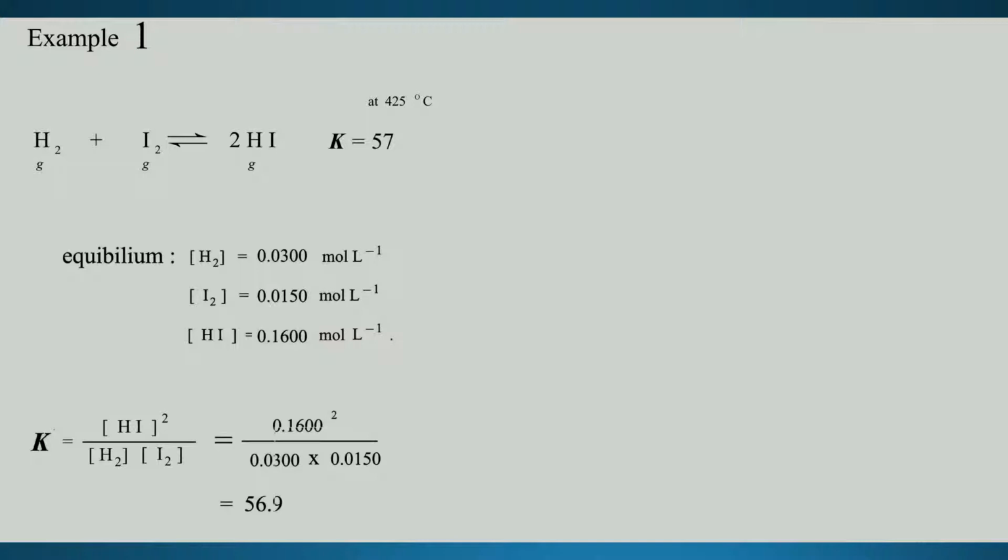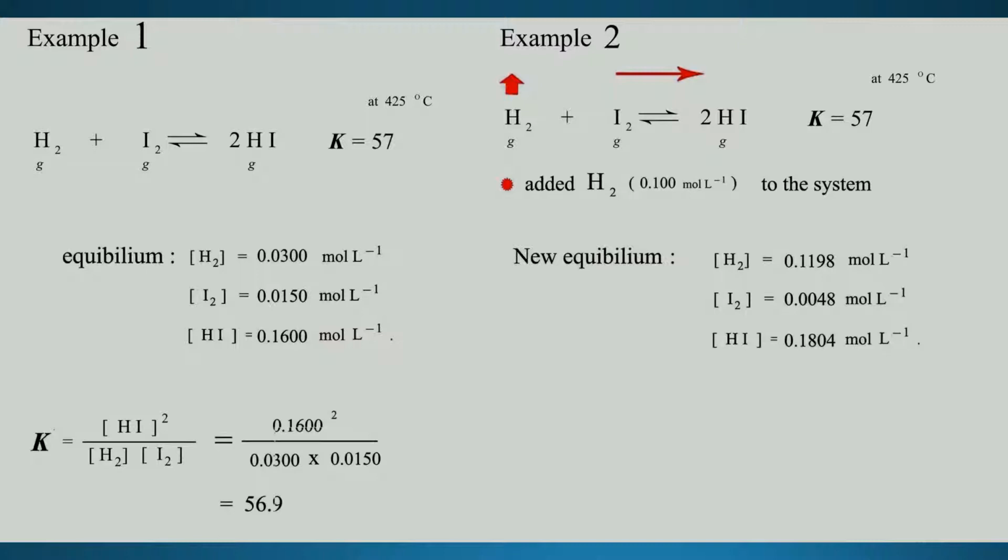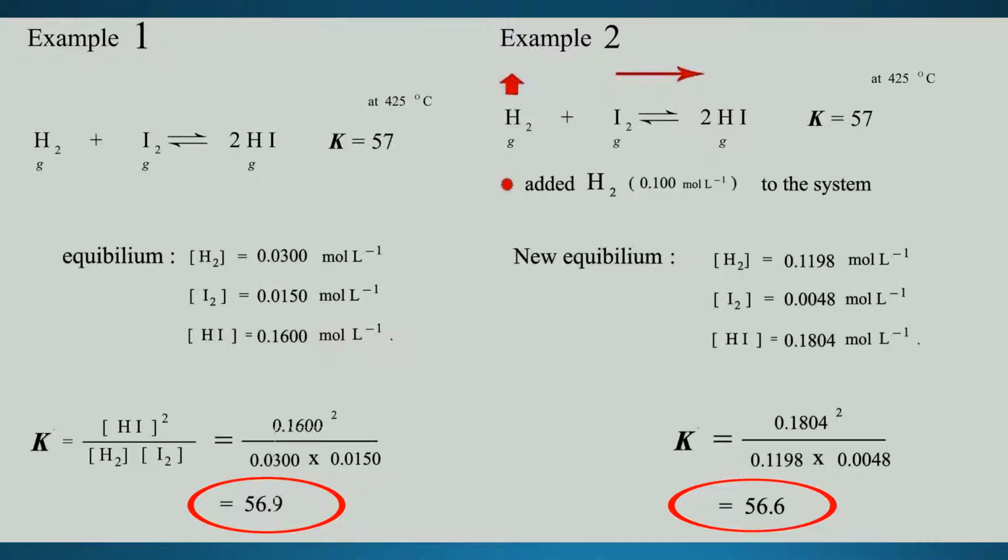Now I'm going to do the second experiment. I have exactly the same equation, but this time I disturb it by adding more hydrogen gas into the system. So the equilibrium will shift until it reaches a new equilibrium. I measure the concentrations. When I put them into the K equation, it gives me the same value. This proves my point that an outside factor under Le Chatelier's principle does shift the equilibrium, but the K constant does not change.